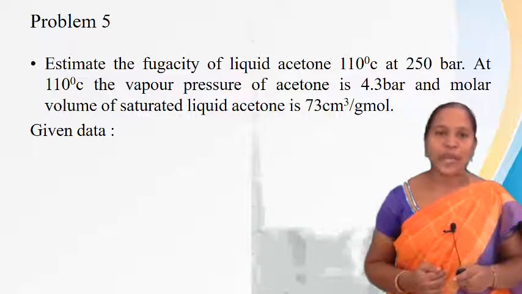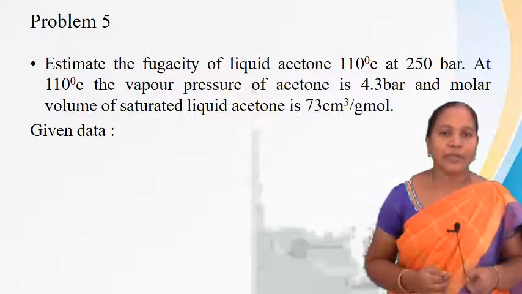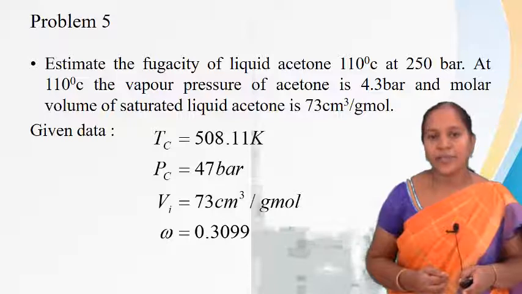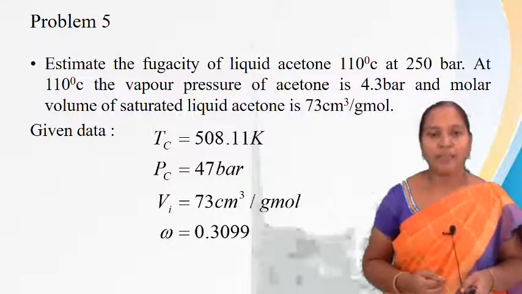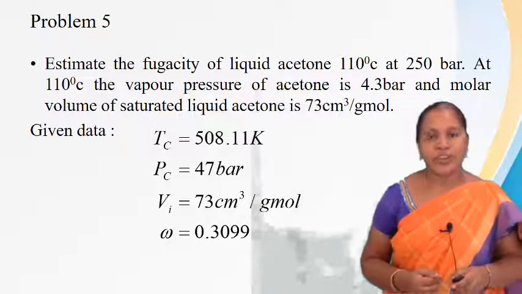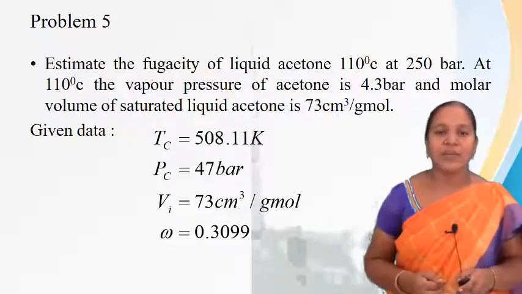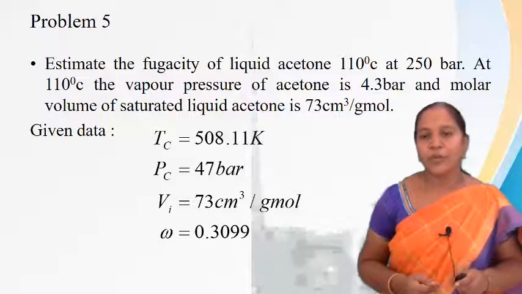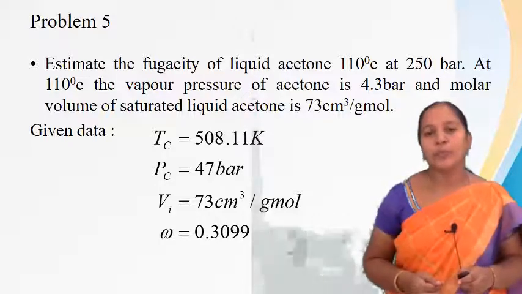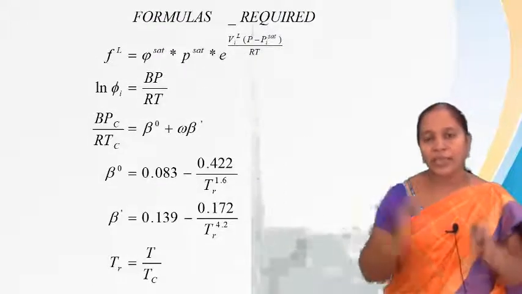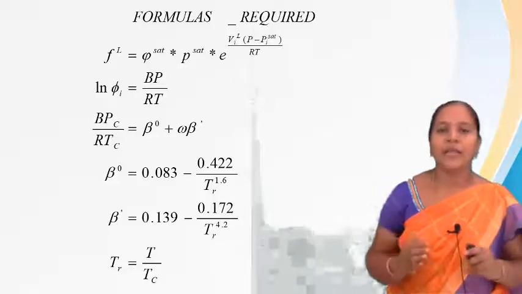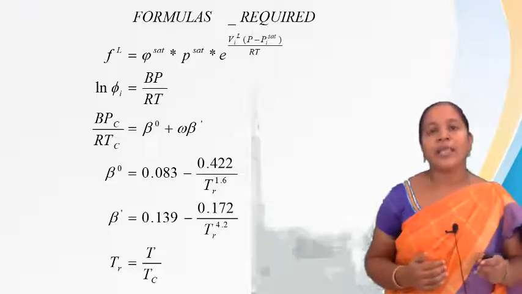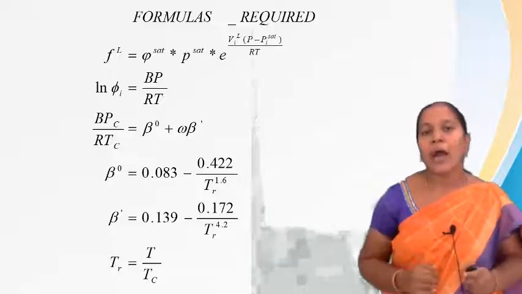Here also we have to calculate the liquid fugacity. Given data here is Tc is equal to 508.11 Kelvin and Pc is equal to 47 bar. V^L is equal to 73 centimeter cube per gram. Omega is equal to 0.3099. The formula required for calculating liquid fugacity is fL is equal to phi sat into P sat into e power V^L into (P minus P sat) by RT.